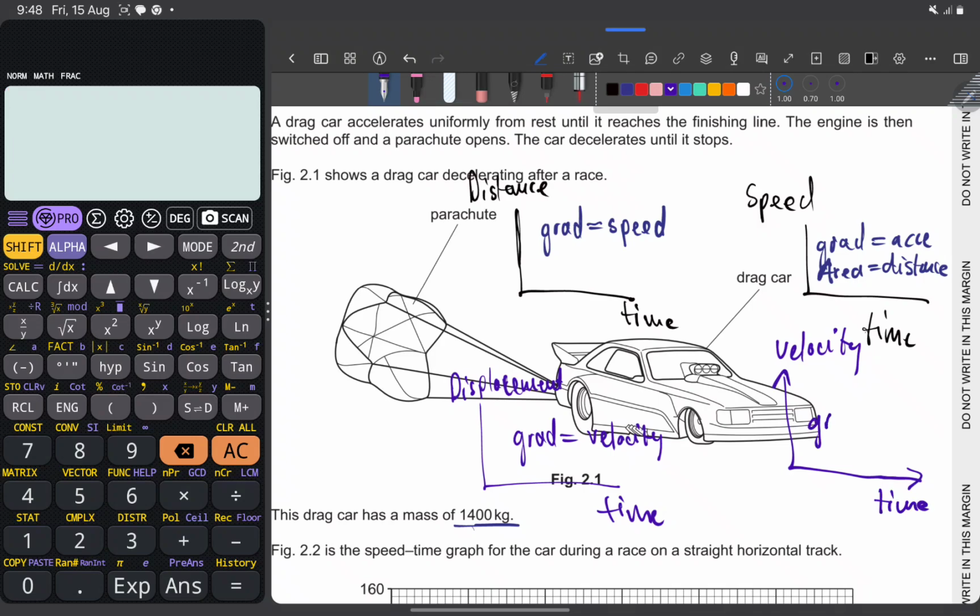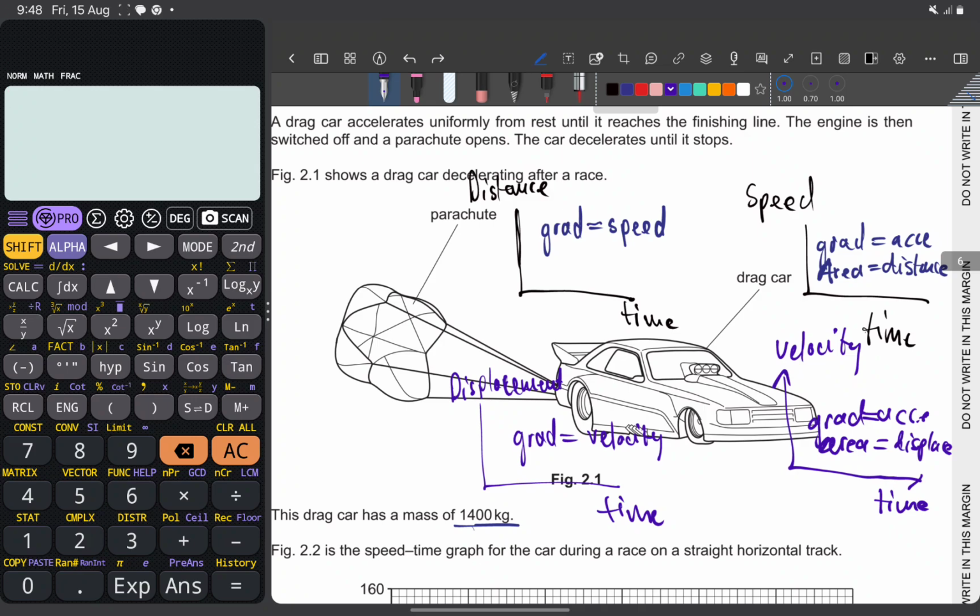Here, the gradient is still acceleration, okay? The gradient is acceleration. But now, the area under this one will be displacement. It's a velocity time graph. The area will take you back to displacement. You understand? And that's how easy it is. It's very easy. You see the graphs?